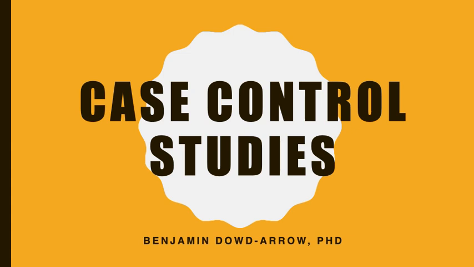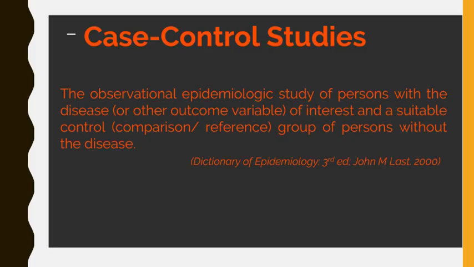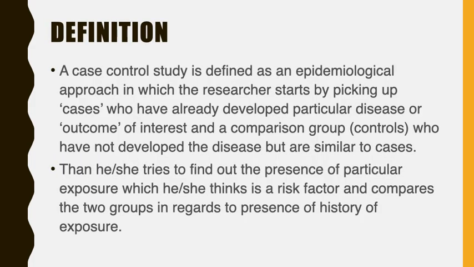This week we're going to talk about case control studies. Now, a case control study is a type of observational study where we study persons with a disease of interest and compare it to a group of controls. So the group with the disease of interest are called the cases, and the group without the disease are called the controls.